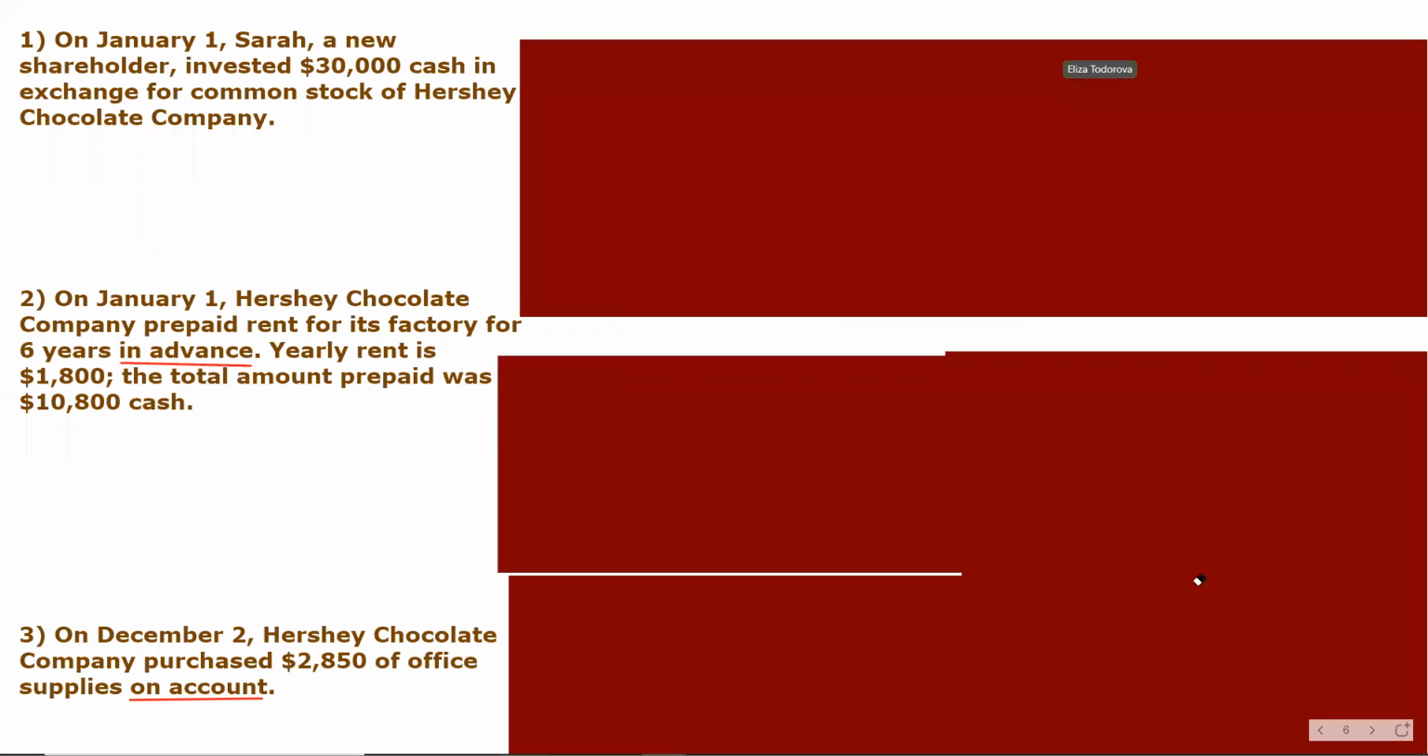Okay, so on January 1st, Sarah, a new shareholder, invested $30,000 in exchange for common stock of Hershey Chocolate Company. All right, so what are the 2 items? You got cash, you got common stock. Okay, did they increase or decrease? Well, both of them increased.